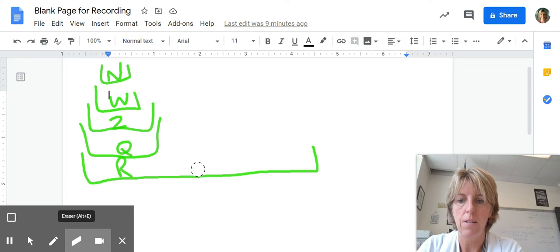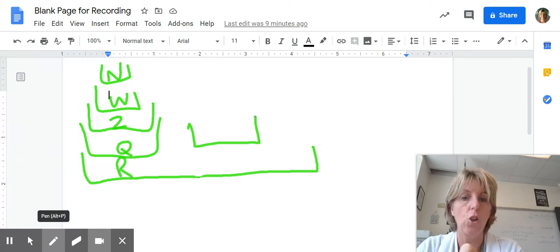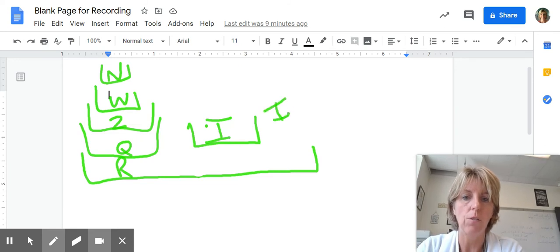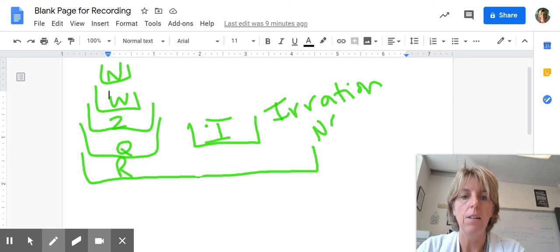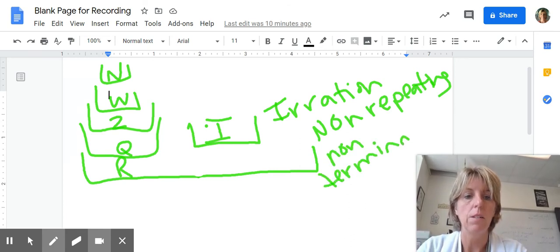Erase that line. The real numbers include those, but there's another bucket in the real numbers, and those are called the irrational numbers. That's where the I comes from. Uppercase I stands for irrational. Irrational is a non-repeating, non-terminating decimal, which means it doesn't end.